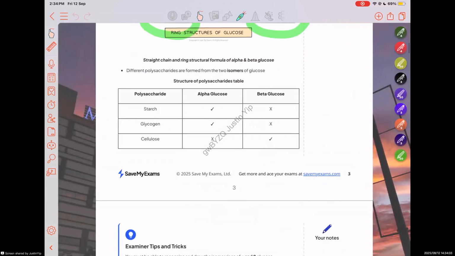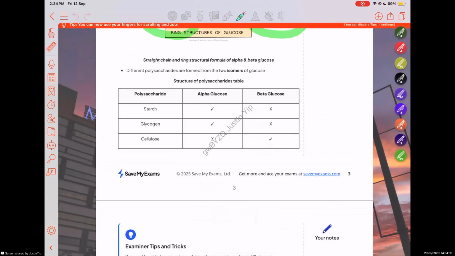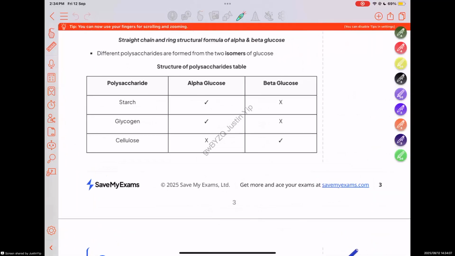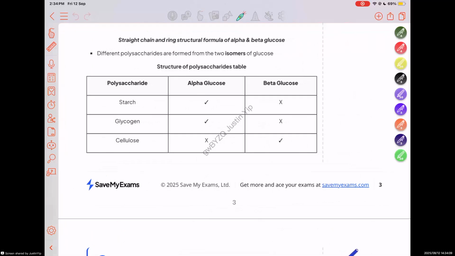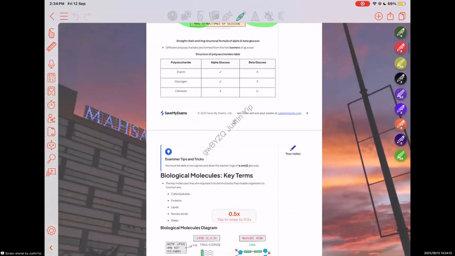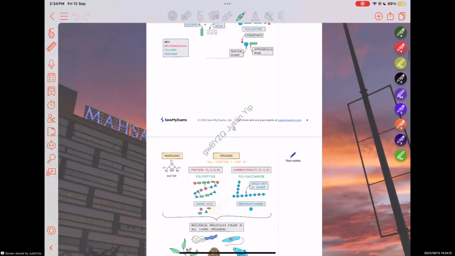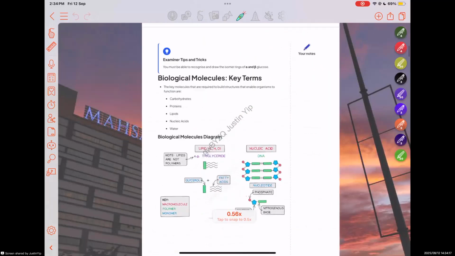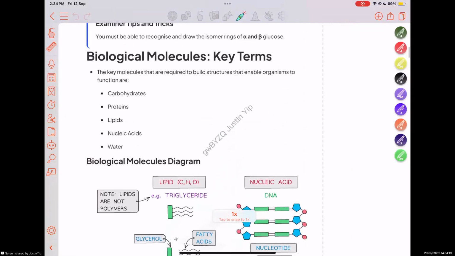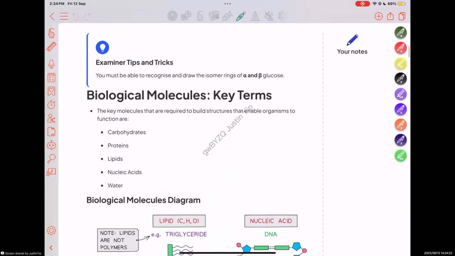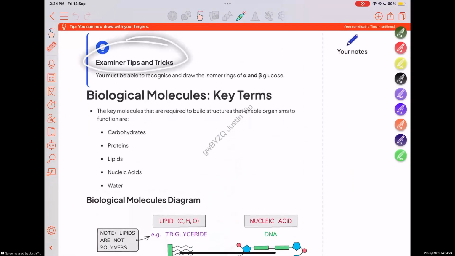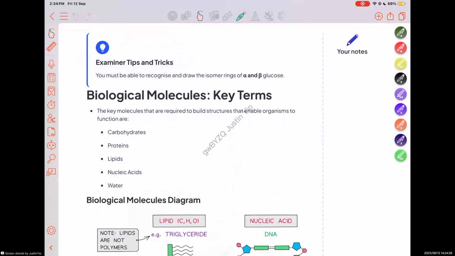So this is what we are going to learn today. Remember, starch and glycogen are made of alpha glucose, while cellulose is beta. Let us zoom in. Biomolecule key terms, and the examiner tips and tricks: you need to know how to recognize and draw alpha and beta glucose.